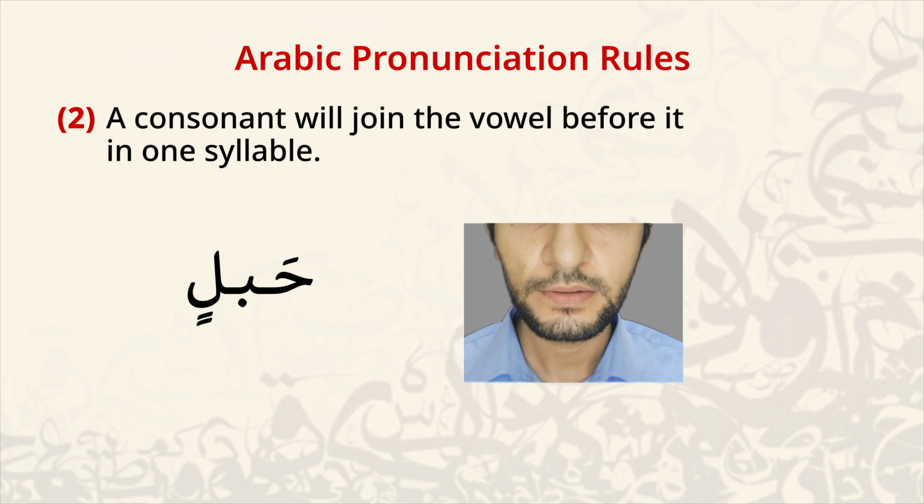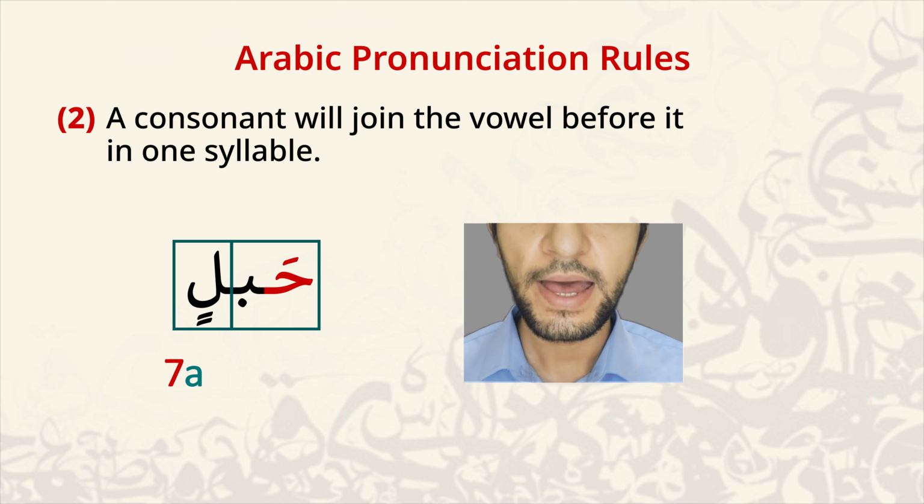Yes, the word has 2 syllables now. The first one contains the first 2 letters, and the second syllable contains the last letter because now it's a vowel, not a consonant. Let's do the analysis. The first syllable has the letter ha, ha, and it also has the second letter in the same syllable, so we add the sound b, b of the second letter. So the first syllable is hab, hab.